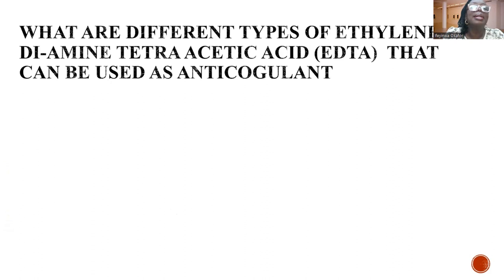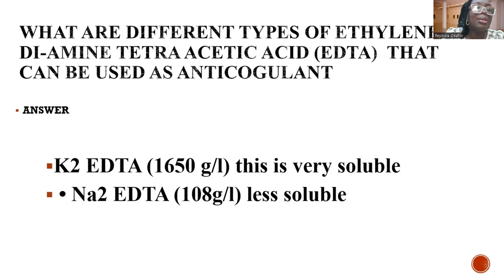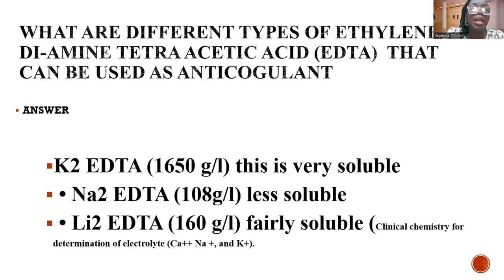What are different types of ethylene diamine tetraacetic acid, EDTA, that can be used as anticoagulant? Answer, we have dipotassium EDTA at 1.650 grams per liter. This is very soluble and is mostly used in hematology for complete blood count. Disodium EDTA at 108 grams per liter, it is less soluble. And dilithium EDTA at 160 grams per liter, fairly soluble. This particular EDTA, dilithium EDTA, is mostly used in clinical chemistry, that is chemical pathology, for determination of electrolytes like calcium, sodium, and potassium.